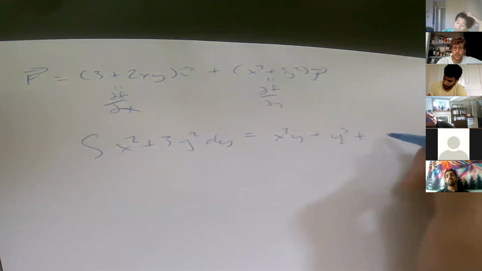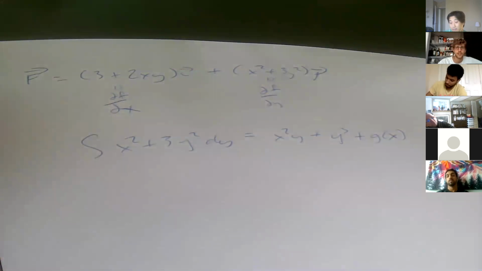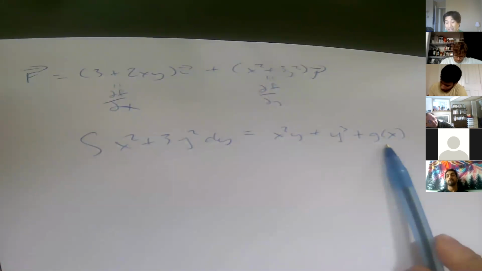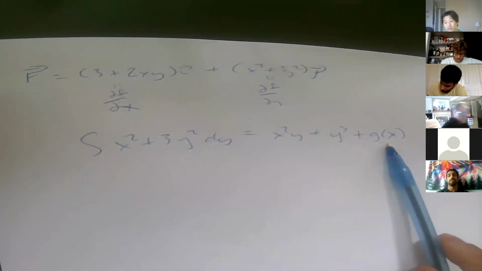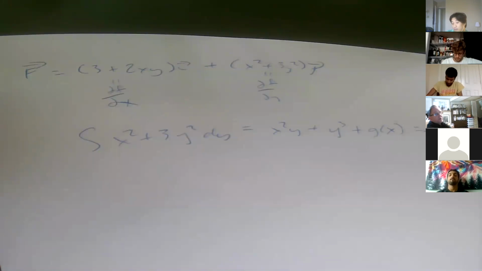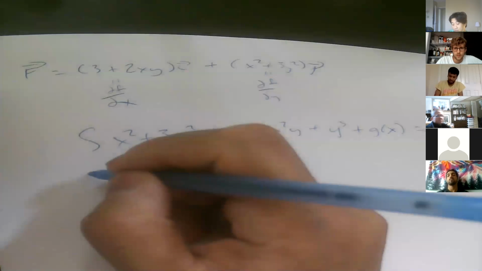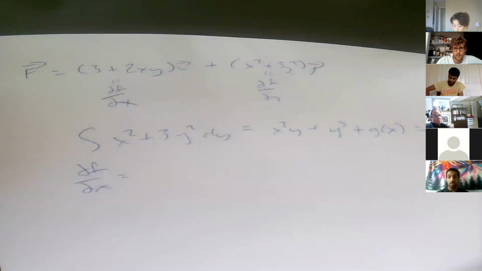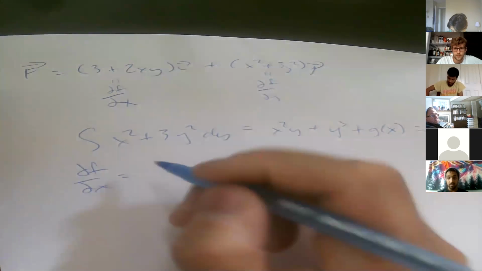Plus g of x. Right? This can be any function that has only x's in it. So now this is f. What should I do now? Take the derivative with respect to x. What should I get, Yosin? You should get 2x, and that's it.